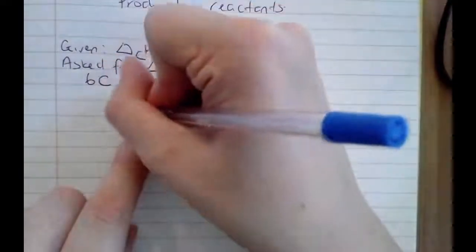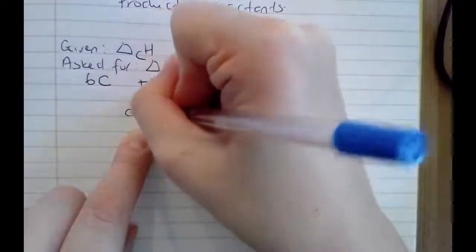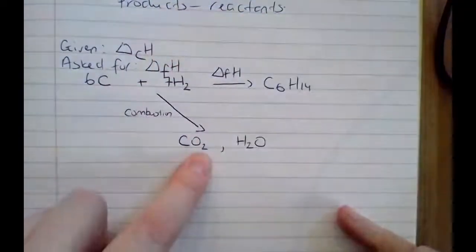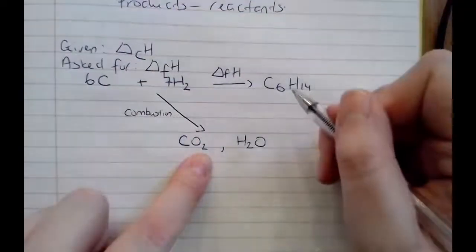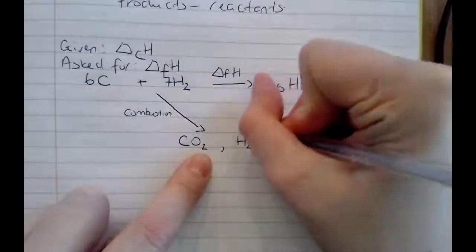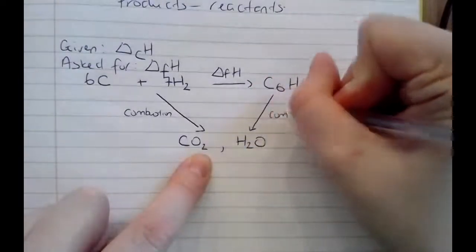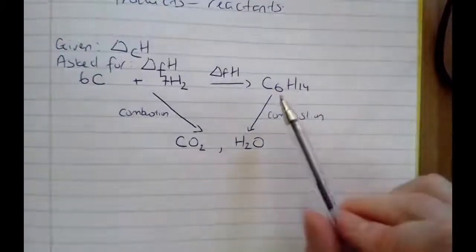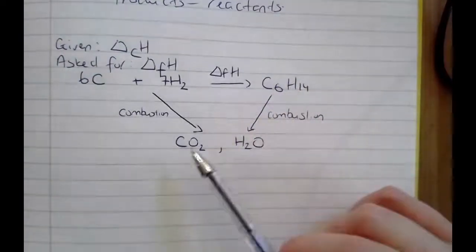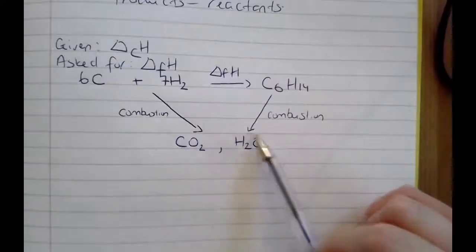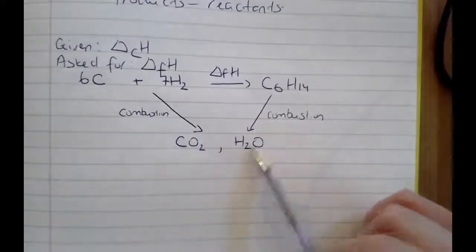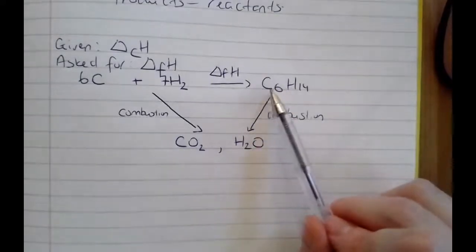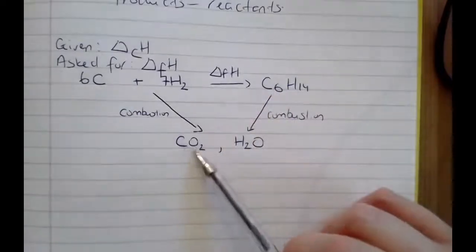Okay, so I'm just going to write combustion would allow me to get from the reactant side to CO2 and H2O. The exact same products are formed if you combust C6H14. Anytime you combust hydrogen, you're reacting with oxygen, sorry, you're going to form water. When you're combusting anything with carbon in it, carbon reacts with oxygen and it forms CO2.